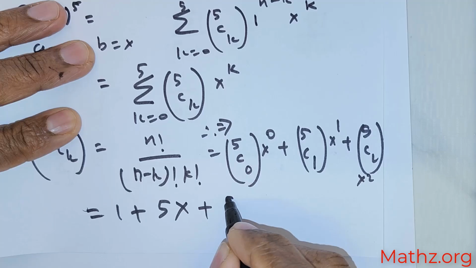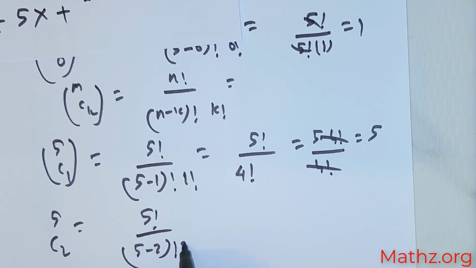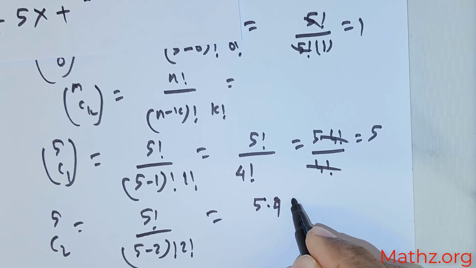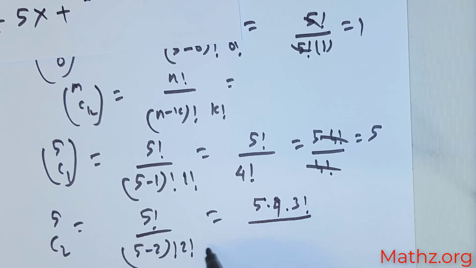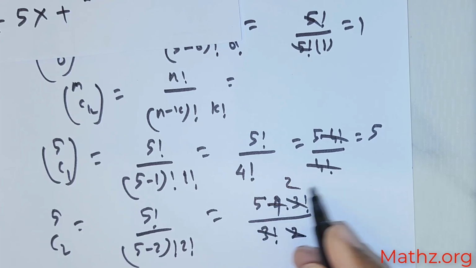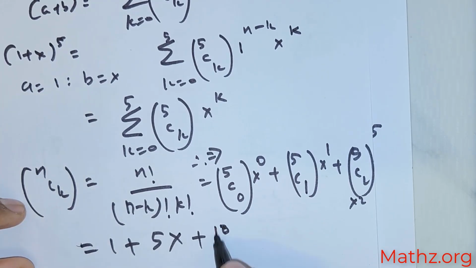So this is going to be 5C2. Now what is 5C2? 5C2 is nothing but 5 factorial divided by 5 minus 2 factorial times 2 factorial. I'm going to write 5 factorial as 5 into 4 into 3 factorial. Now 5 minus 2 is 3 factorial. 2 factorial is going to be 2. So 3 factorial gets cancelled. 2 divides 4 2 times. 5 times 2 is 10. So you take that value of 10 and you place that here.